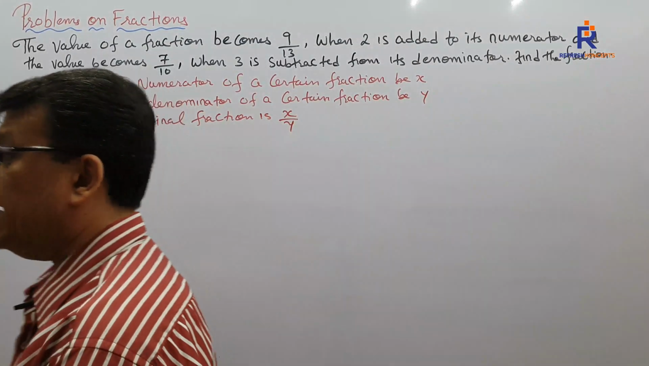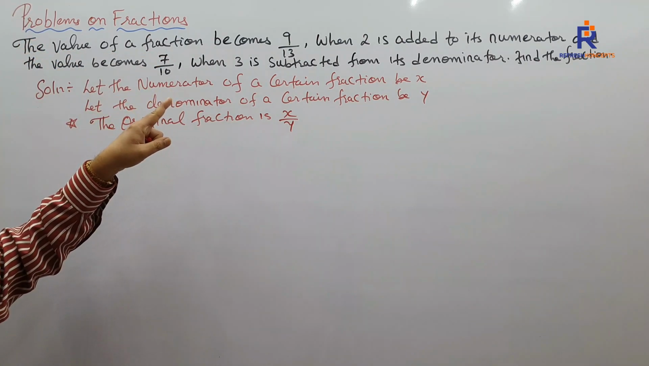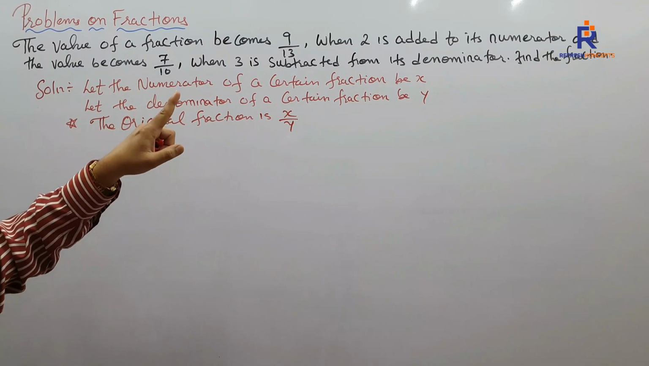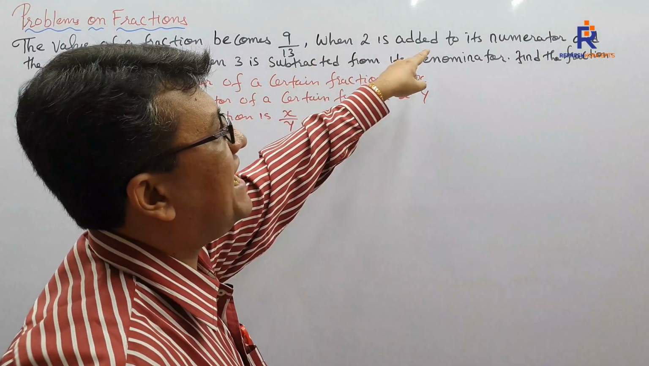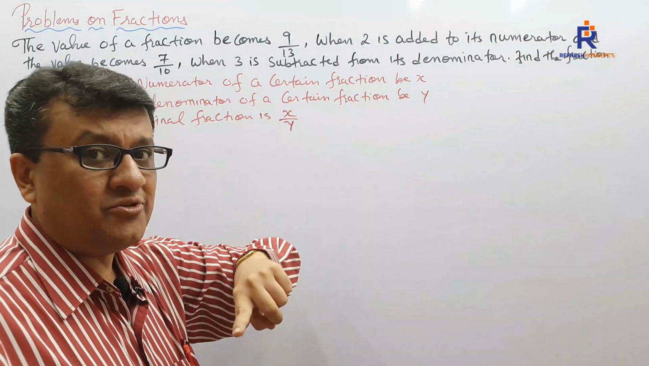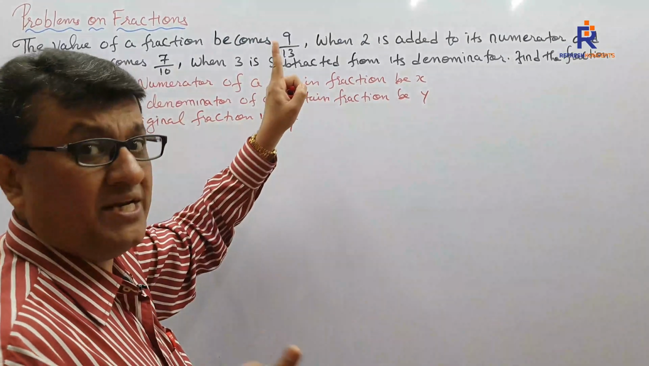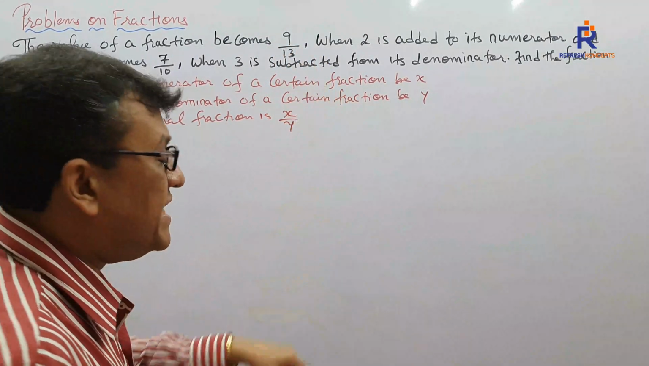What's the sum trying to say? Let's read. The value of the fraction becomes 9 by 13 when 2 is added to its numerator. Now, we did not do anything to the denominator. It's only 2 is getting added to the numerator. We did not do anything in the denominator. 2 being added to the numerator.